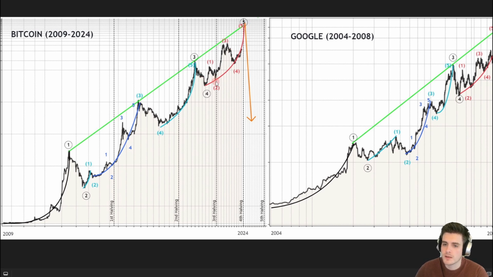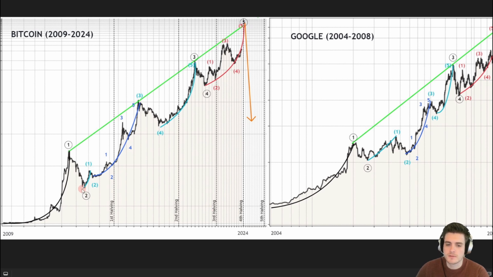So here we have the COVID dip, the red move, the 2 between brackets is basically the COVID dip. And what we see is that when you zoom in on the smaller scale, we have 1, 2, 3, 4 and 5 is missing. Then I drew a line through the 1 encircled and 3 encircled, and that's also the target for the 5 encircled, which lies at around 200k, when the top will be around a halving, this 4th halving.